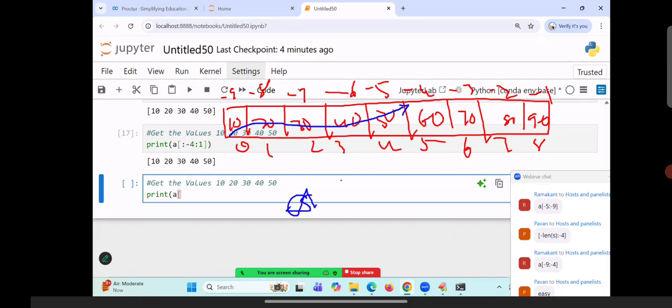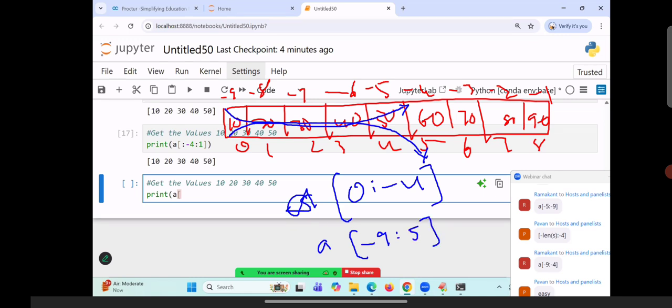Understand? How do you write it? A of 0 colon minus 4. Like this also I can write. Another way also I can write. What is another way? Minus 9 colon 5. Like this also I can write it. This is very, very important.